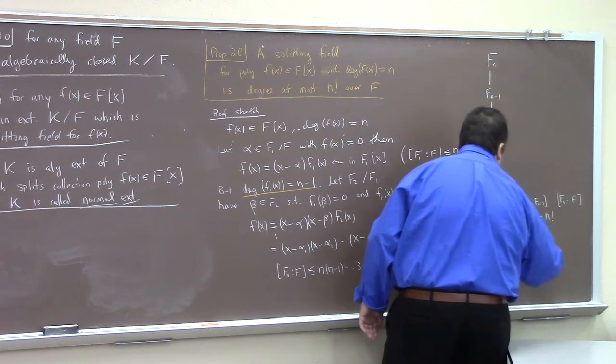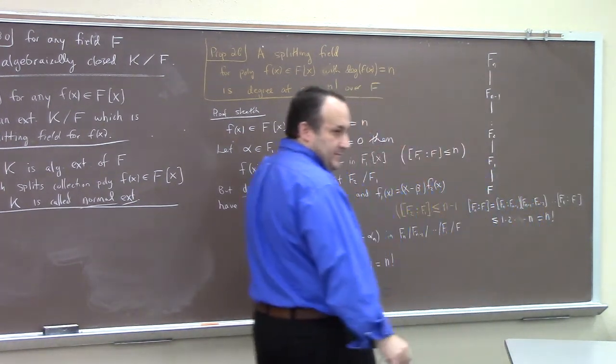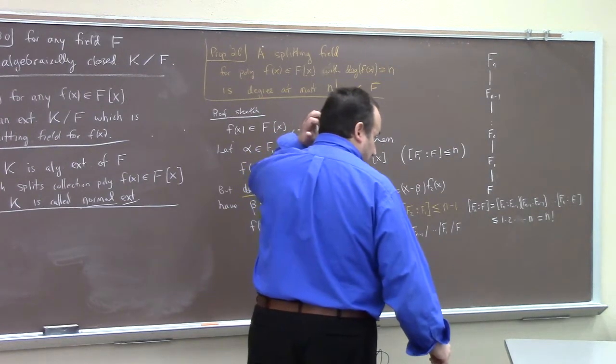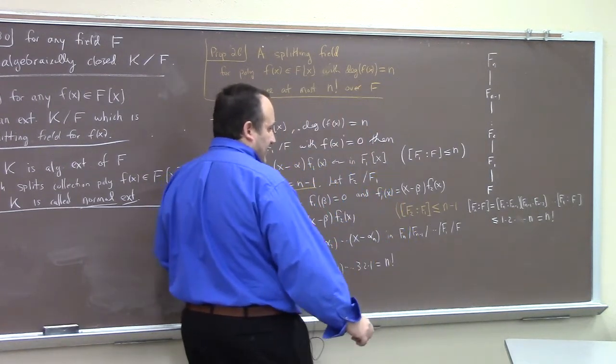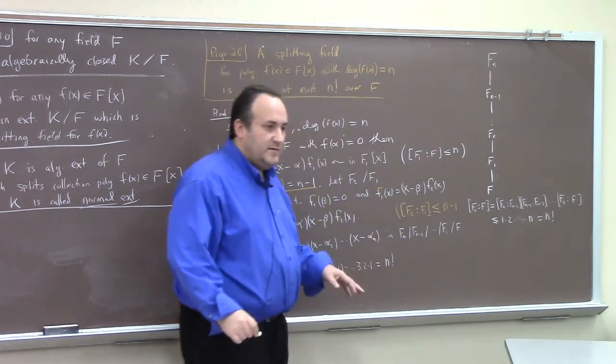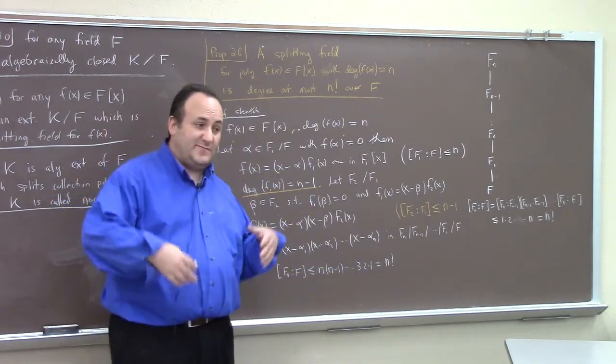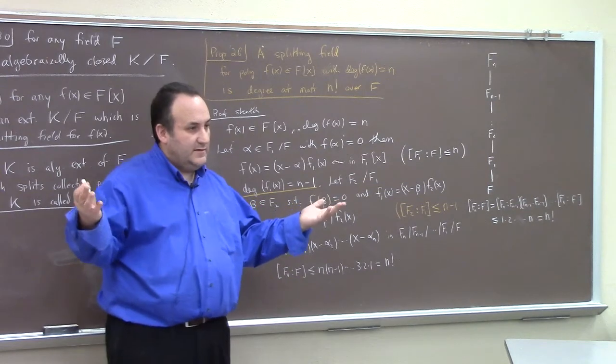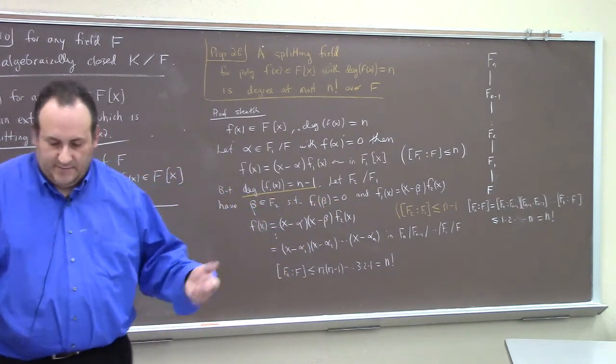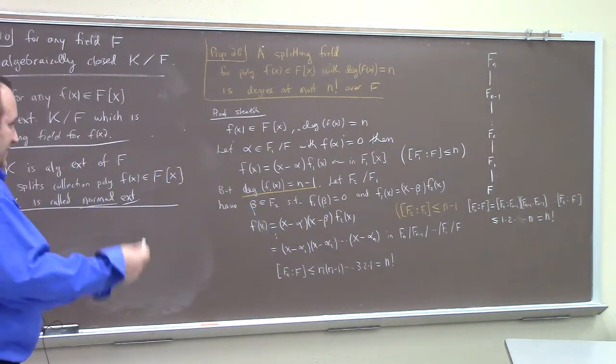But we know that in many cases, we're not going to need an n factorial extension. For example, if your polynomial already splits in the base field, you're done. Then the base field is the splitting field.